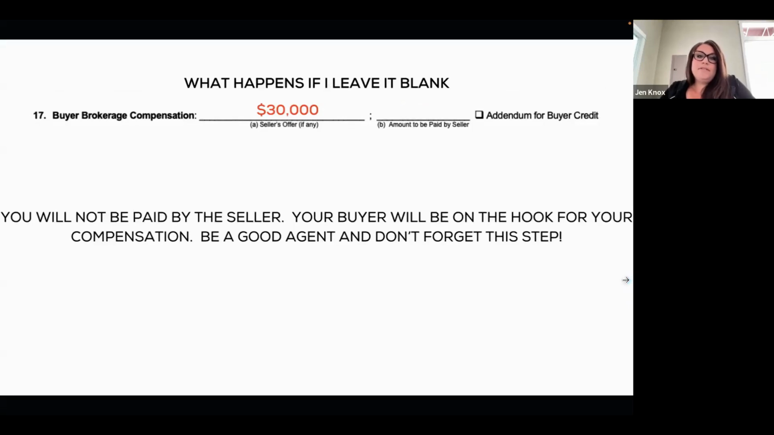And then remember what happens if we leave it blank. Well, the offer of compensation from the seller based on the listing was 30,000. The amount in 17B is what we're asking that seller to pay, and all compensation has to be disclosed in our purchase and sale agreement. So if left blank, the seller is completely off the hook for paying your compensation and it's going to fall back on your buyer. So be a good agent and don't forget this step. And if it truly is 0, write the number 0 in there.